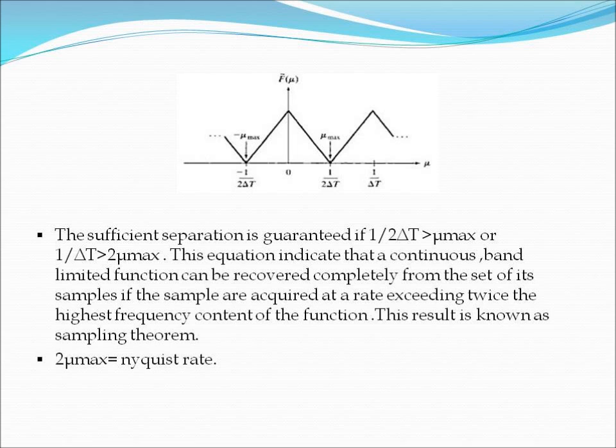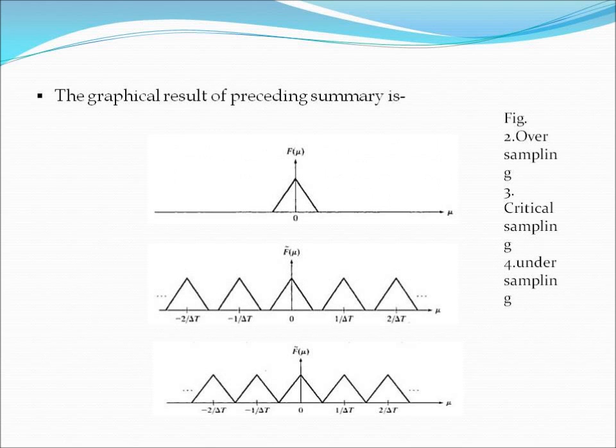Here we use the term Nyquist rate, which is 2 times the maximum frequency. Thus, if we sample a function at greater than the Nyquist rate, we can recover the original sample easily. The graphical result of the preceding summary is as shown. Based on the frequency used, we have 3 cases: oversampling, critical sampling, and undersampling.